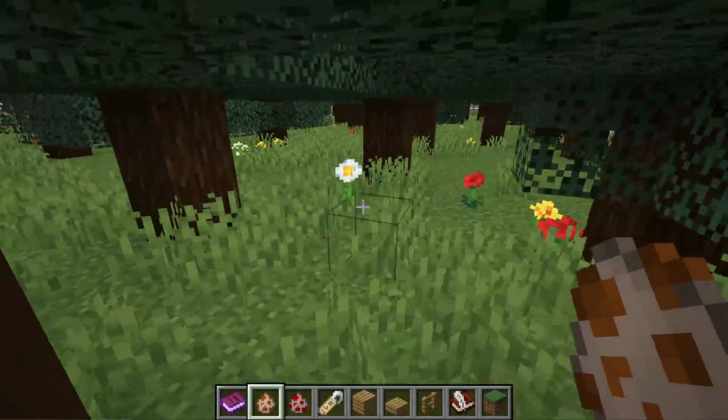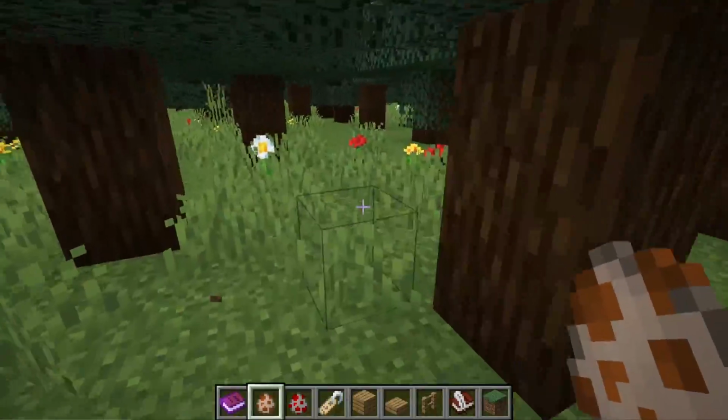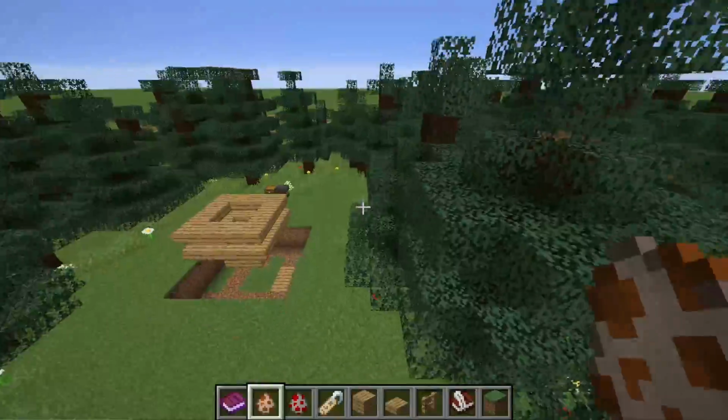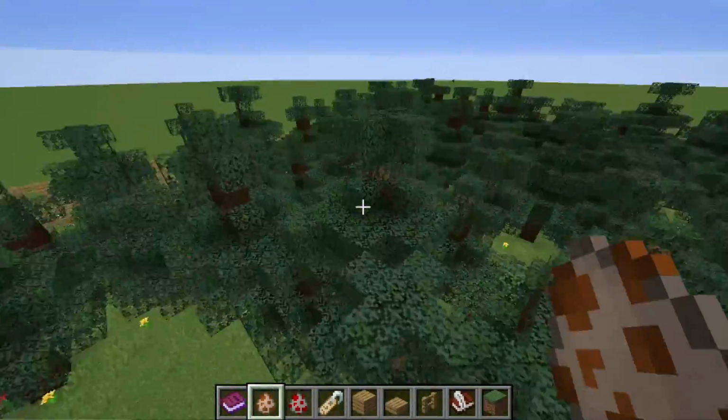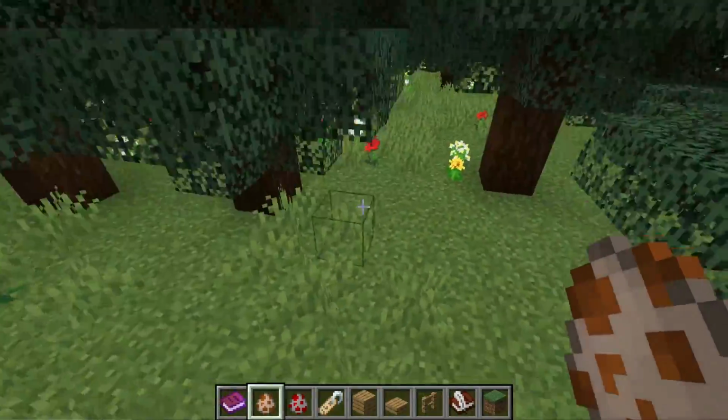So anyway, I'm going to do 60. I'm going to do around 60. And make sure you spread them out evenly around the whole entire plot of land. So I'll be back in a jiffy.